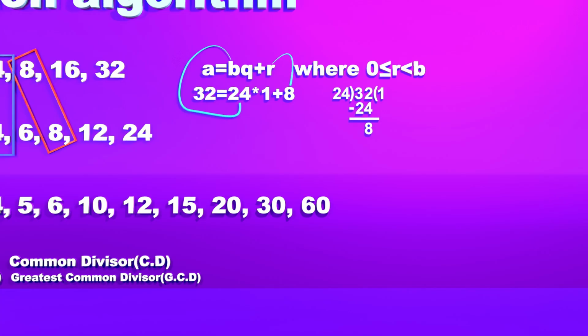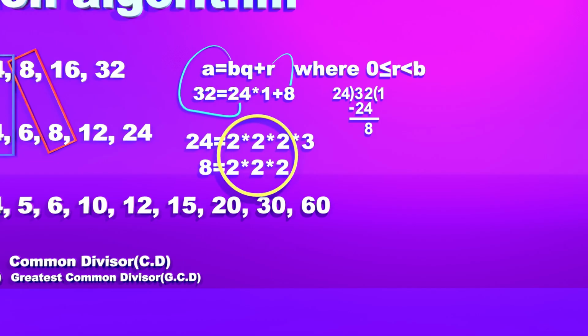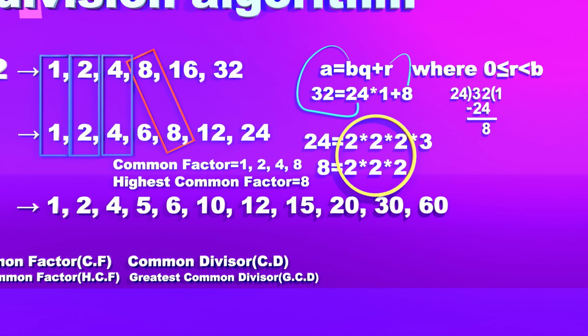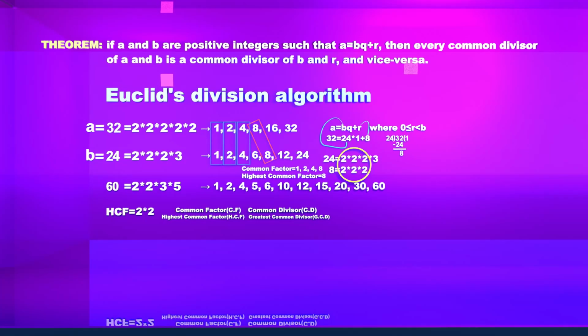We have B is equal to 24 and R is equal to 8, where R is remainder. So we have taken the prime factorization of 24 and 8. In both 24 and 8, we have 2 into 2 into 2 common. That means common factors of 24 and 8 are 1, 2, 4 and 8. And hence HCF is 8. That means common divisors of A and B are the common divisors of B and R.